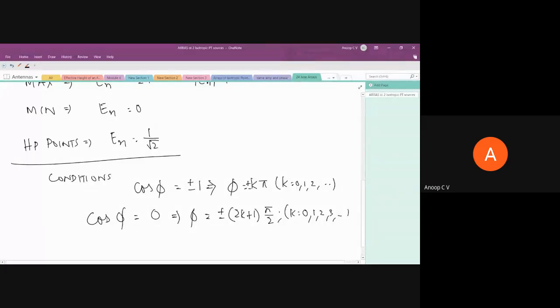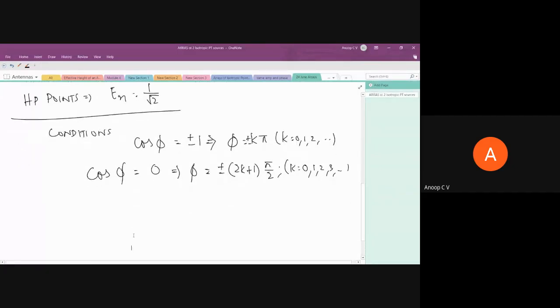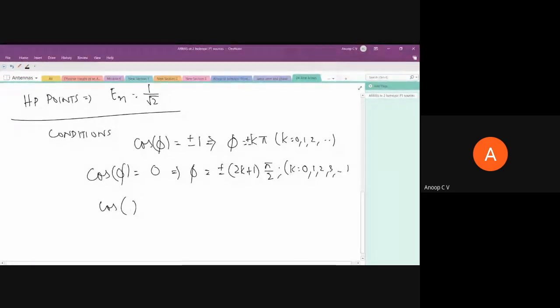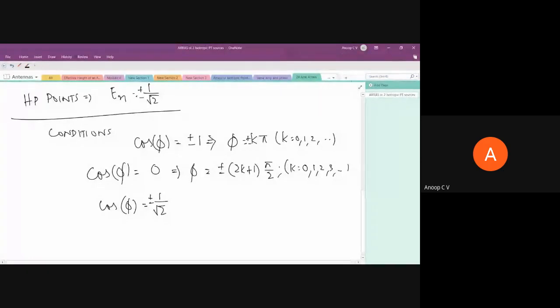And one more thing, to find half power points, it's not always phi inside the cosine. It can be cos of some big expression of phi. If cos of something has to be 0, that argument has to be odd multiples of pi by 2. Similarly, one more ground rule: if cos of something, for instance phi, has to be 1 by root 2, in fact plus or minus 1 by root 2, I should be equating it to plus or minus 1 by root 2. Why? Because the magnitude is 1 by root 2, 0.707 of the maximum.